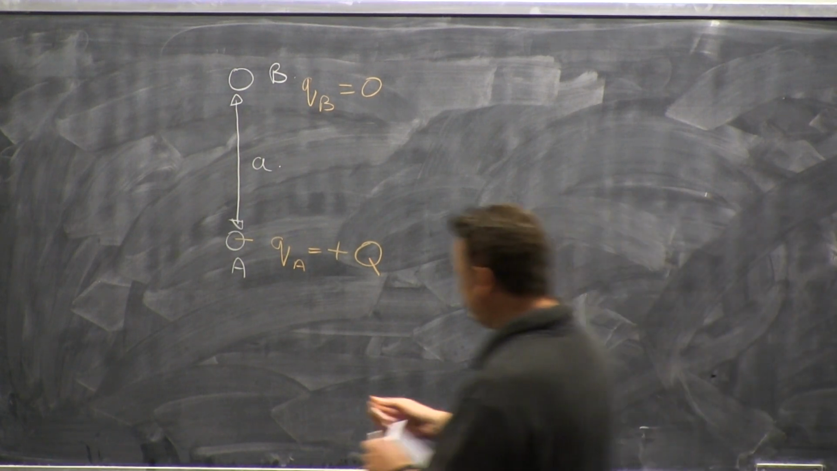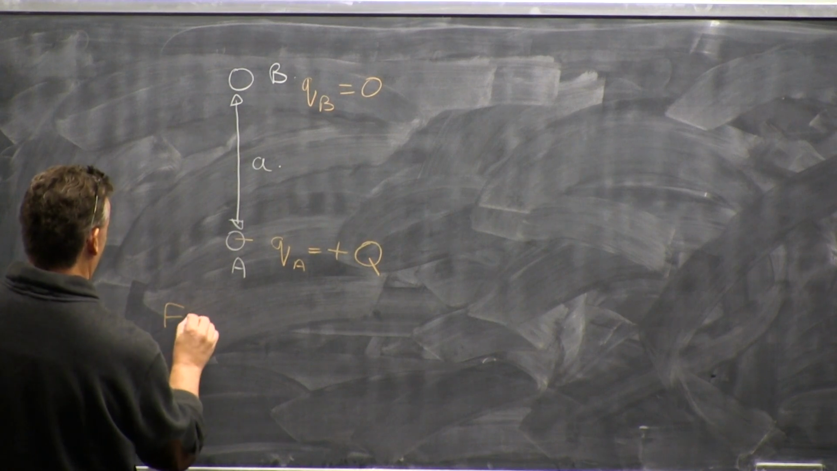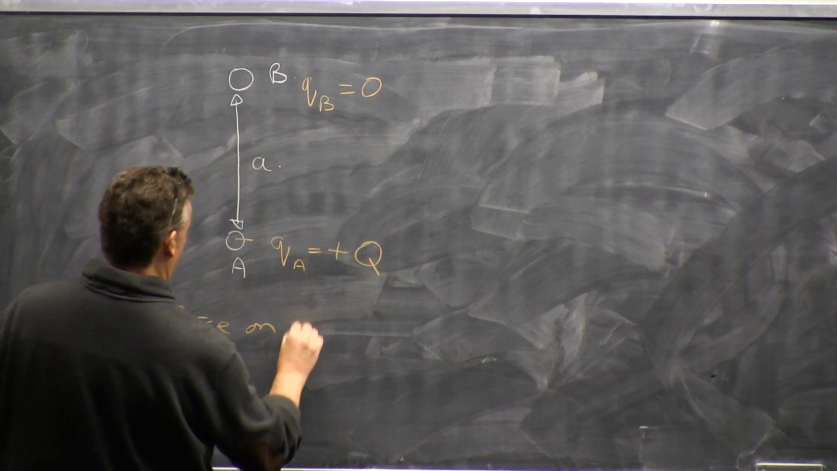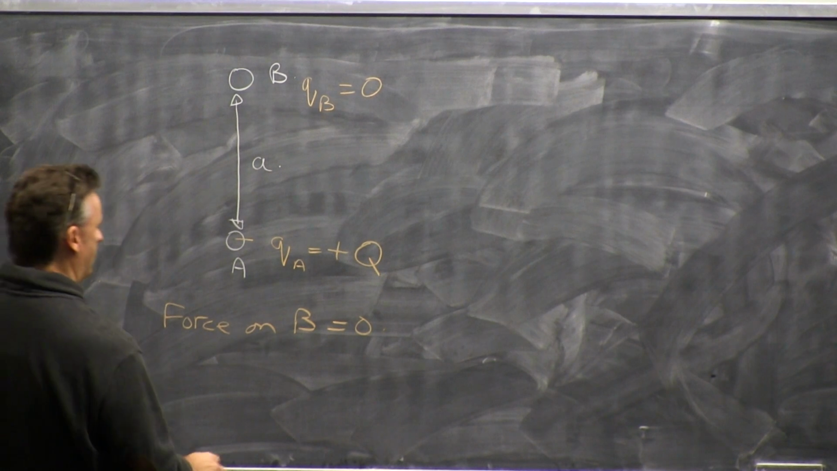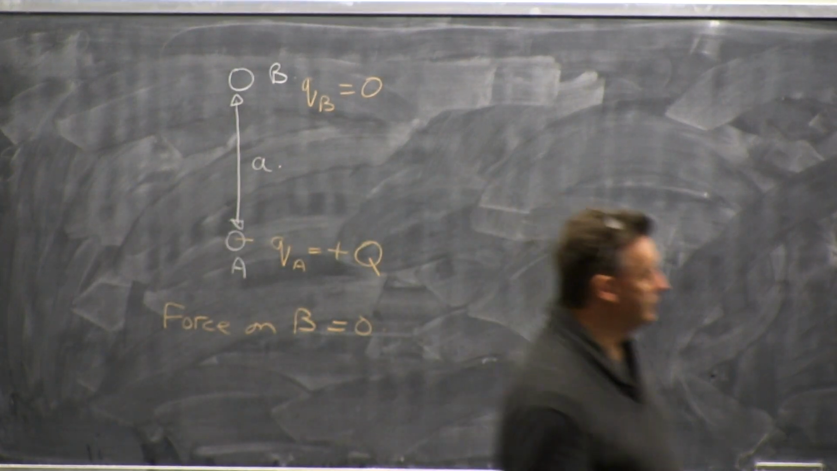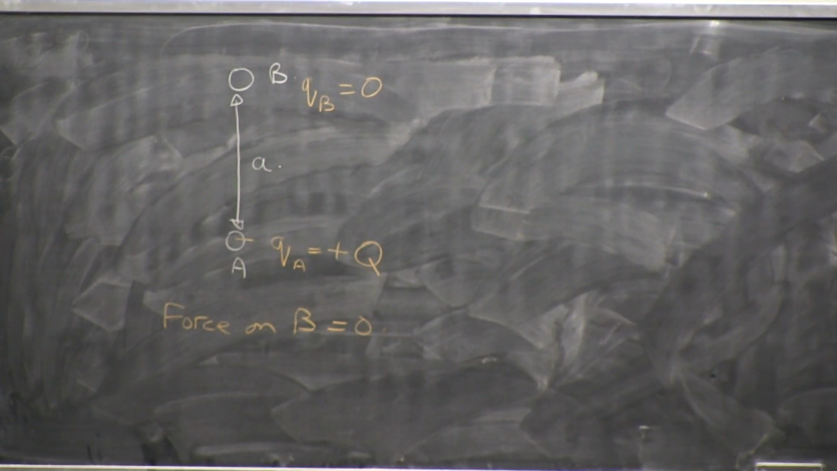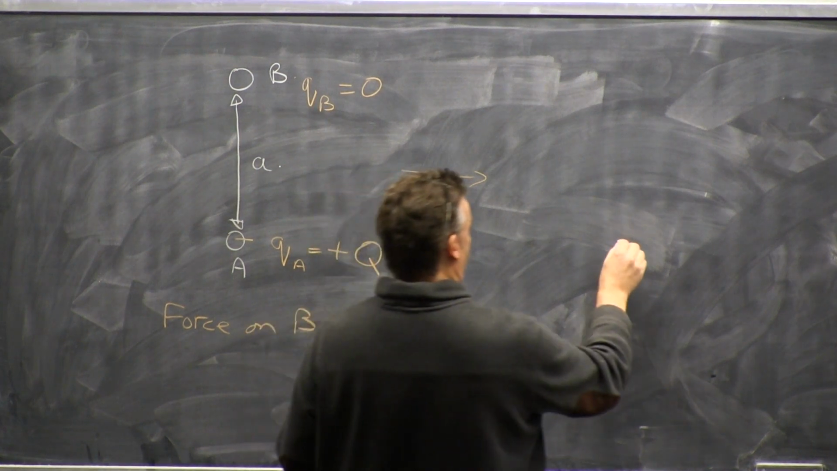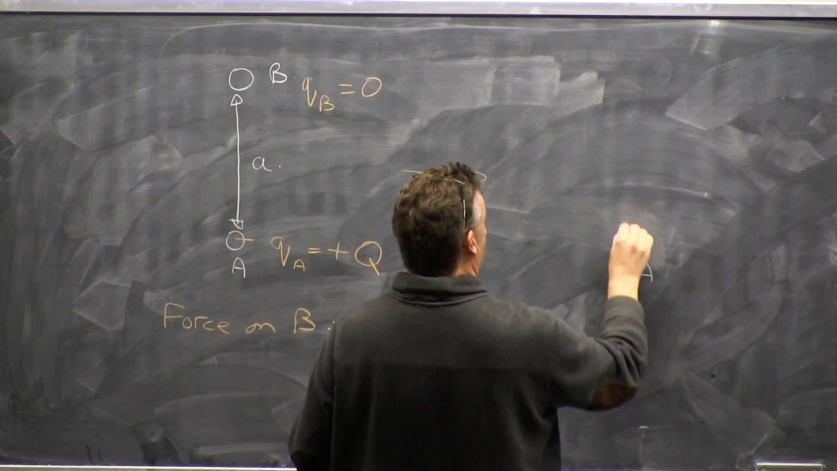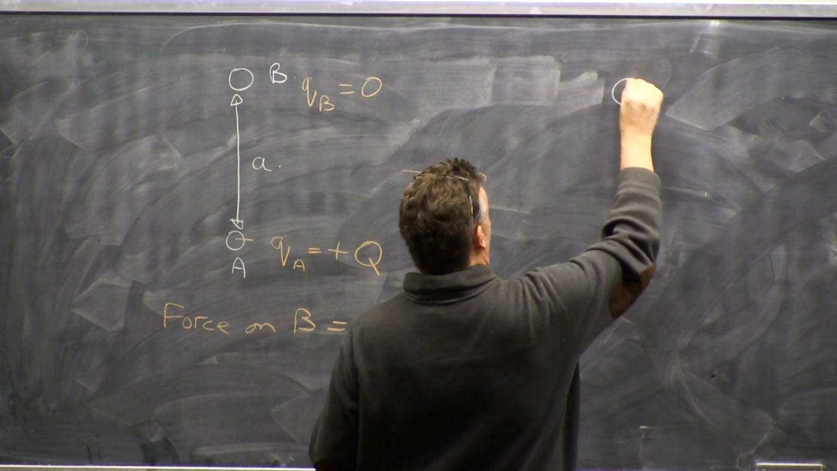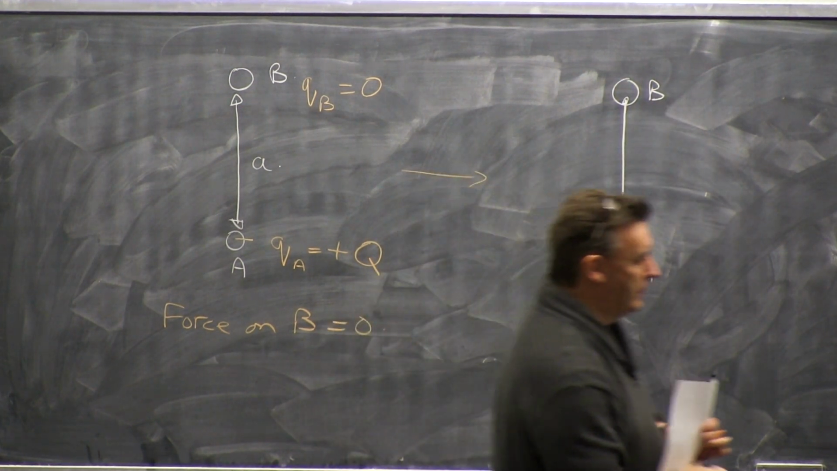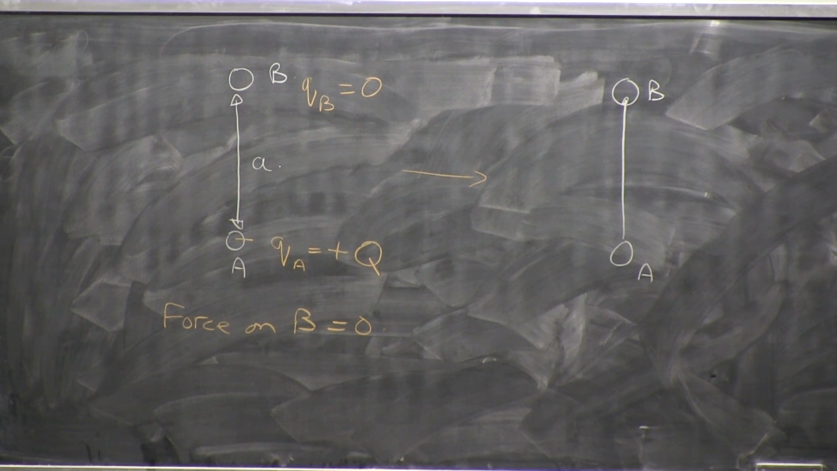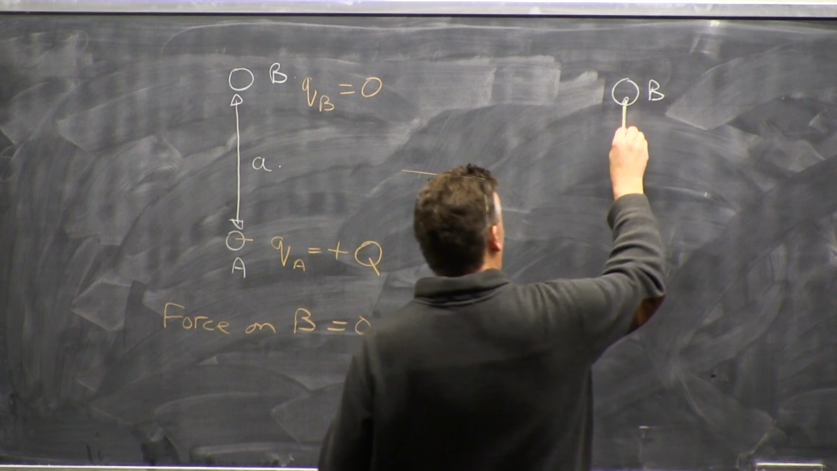So force on B equals 0. No force. Okay, so next thing I do, and I'm going to draw it along here, I take A and B, and I connect them together with a conductor, a short piece of wire that allows the free flow of charge. So this is a conductor.